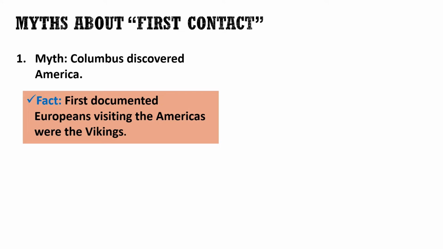The first Europeans to visit the Americas were actually the Vikings, who reached there in about the 9th or 10th century. And I'll talk about the Vikings in just a minute. They are a really interesting people, but they didn't stay long, and their knowledge about the Americas was not widespread. And so we don't date first contact from when they reached the Americas, but rather from when Columbus did. But Columbus certainly didn't discover anything.